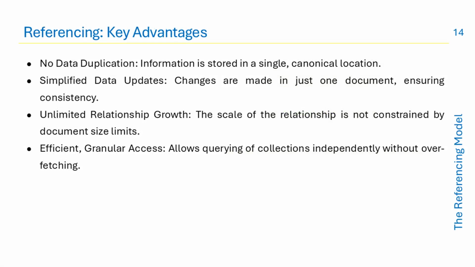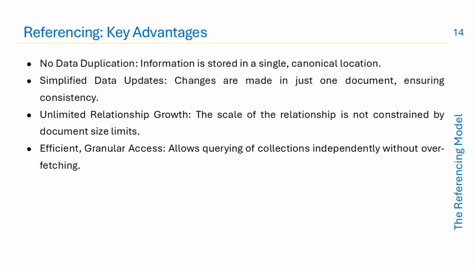So, what are the primary benefits of this normalized approach? The most significant advantage is improved data integrity and management. By avoiding data duplication, we establish a single source of truth. Information about an entity like a publisher exists in exactly one place. This makes updates incredibly simple and reliable. If a publisher changes their name or location, we only need to modify a single field in a single document. This change is instantly and consistently reflected for all related books, eliminating the risk of data anomalies that can arise from duplicated information.